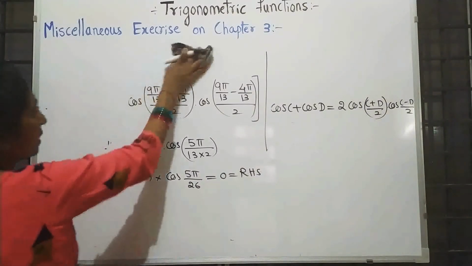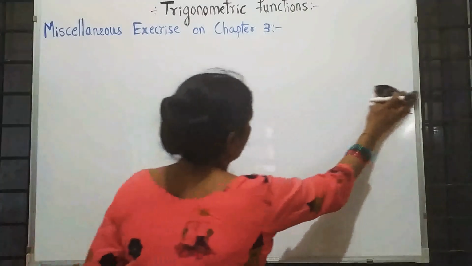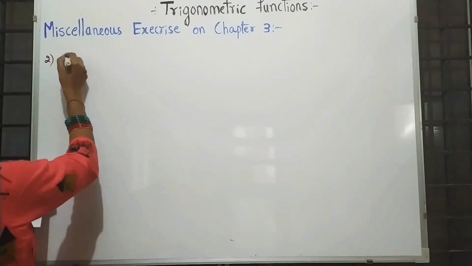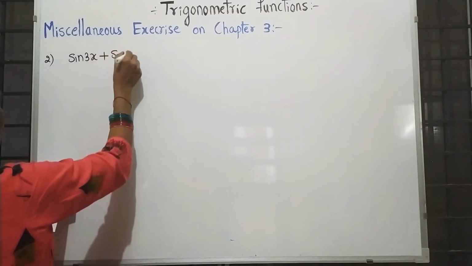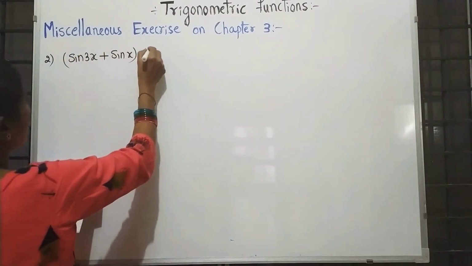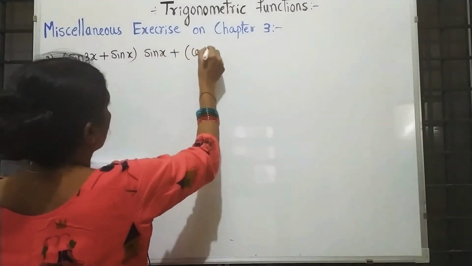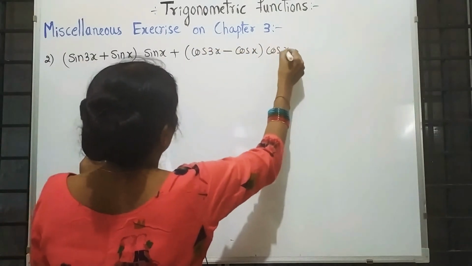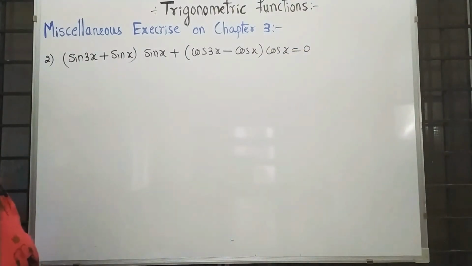Moving to the next question, the second one. Again in the same category, the common heading is prove that. The question is (sin 3x + sin x) sin x + (cos 3x - cos x) cos x = 0. Here also the question is the same, prove that. So let us start with the left side. Write down the LHS.